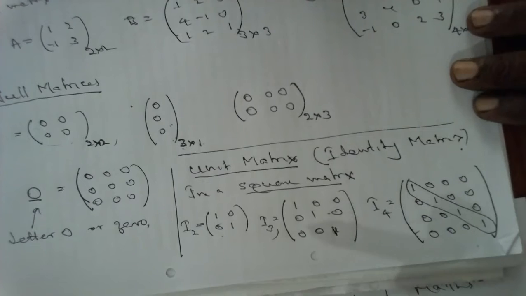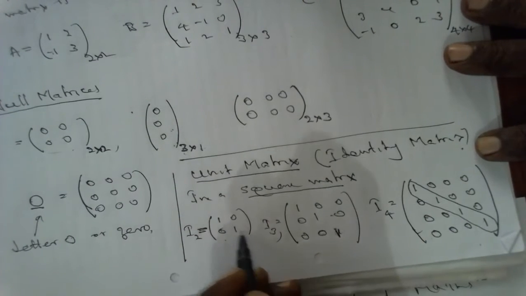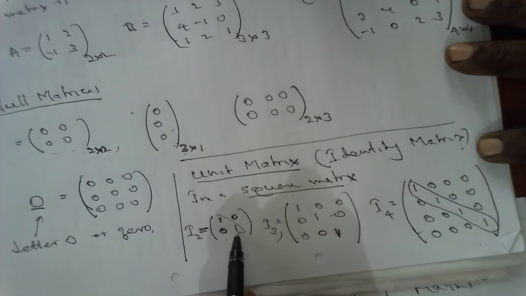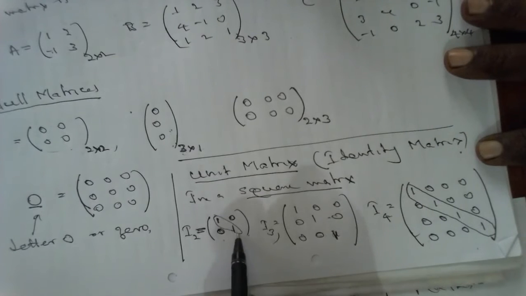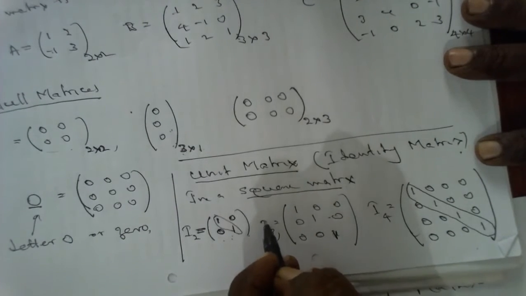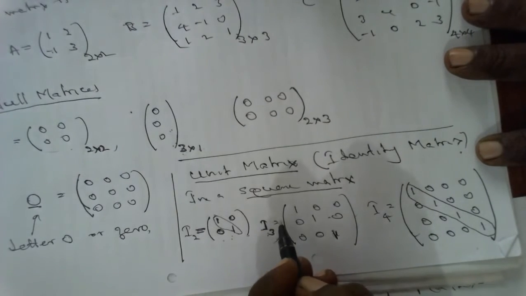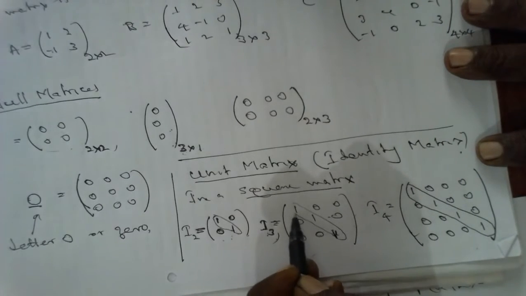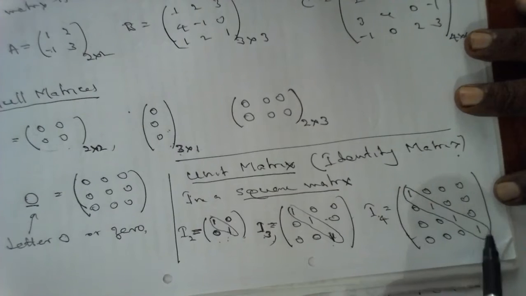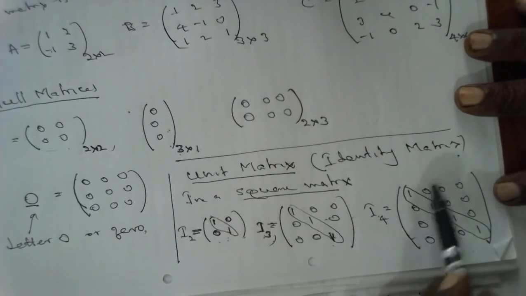Now, unit matrices are defined only for square matrices. So, this is known as I2. I2 means this is a 2 by 2 matrix. This diagonal is known as the main diagonal. All main diagonal elements are equal to 1, other elements are equal to 0. So this is the identity matrix or unit matrix of order 2. This is the unit matrix of order 3. You can name it I3. The 3 diagonal elements are 1, all other elements 0. This is the identity matrix of order 4, diagonal elements are equal to 1, other elements are 0.